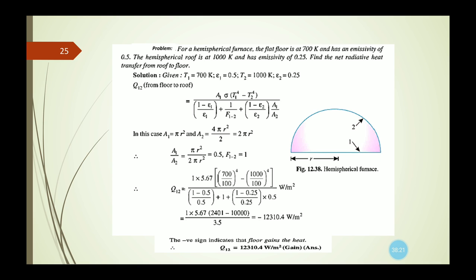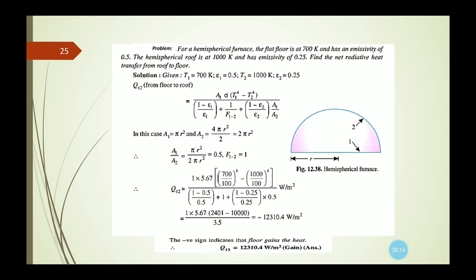So for a hemispherical furnace, the flat floor is at 700 Kelvin and has an emissivity of 0.5. The hemispherical roof is at 1000 Kelvin and has an emissivity of 0.25. So we need to find the net radiative heat transfer from the roof to the floor. Here the temperatures for these two surfaces are given: for the flat floor it is 700 Kelvin, and for the hemispherical surface it is 1000 Kelvin, and the emissivities for these two surfaces are given as 0.5 and 0.25 respectively.